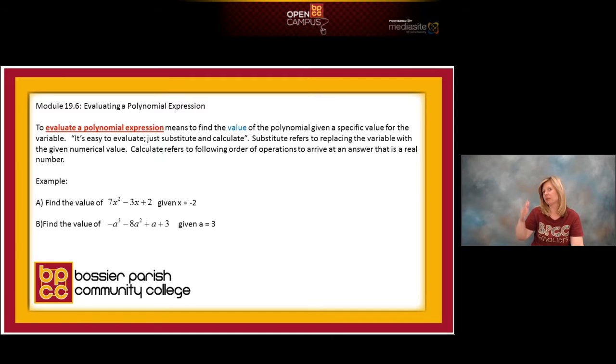So you have to follow please excuse my dear Aunt Sally. You have to do what's inside a grouping symbol first. You have to do the exponent second. Then multiplication and division. Well, that's kind of tricky. Multiplication is not third and division fourth. That's not how it works.